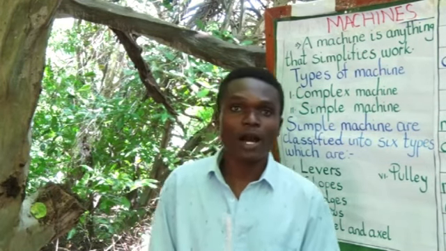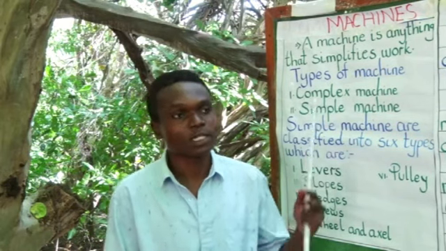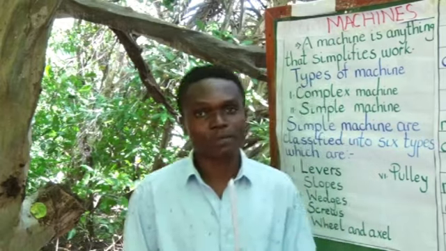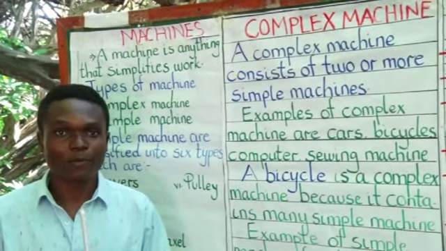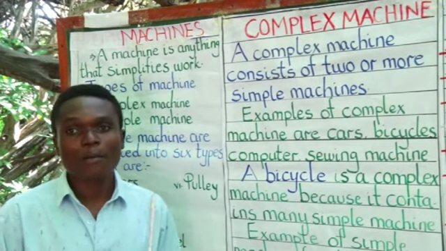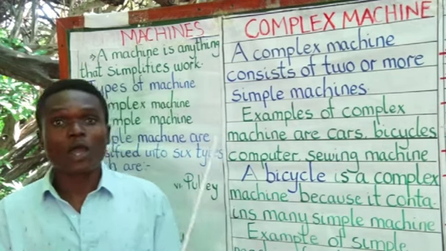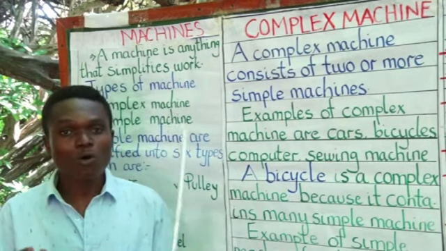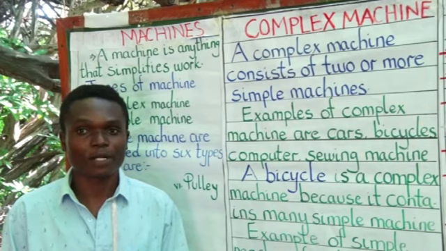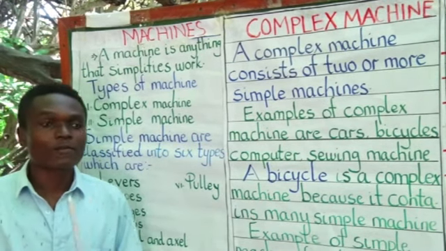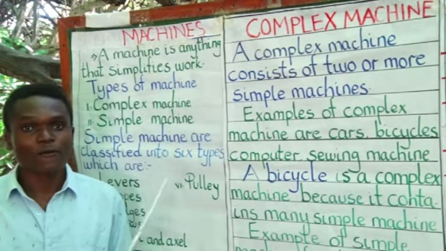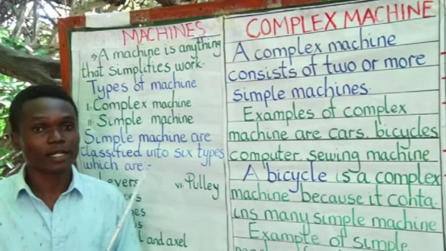In class 6 now we are going to learn on complex machine. As we said, we have the 2 types of machine, which is simple machine and complex machine. In class 6 we are going to deal with complex machine. What is complex machine, my people? We say that complex machine is a type of machine which comprises of 2 or more simple machines. So when you find any machine which has 2 or more simple machines, we consider it as a complex machine.